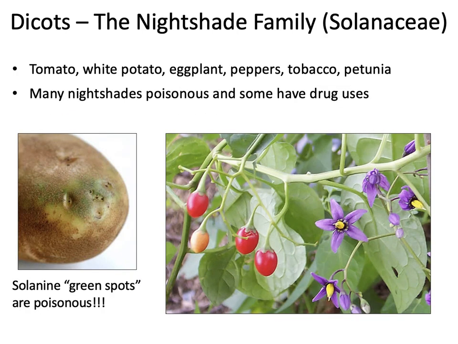There are many important plants that humans use, including tomatoes, white potatoes, eggplants, peppers, tobacco, and petunia, to name a few. Many nightshades are poisonous, and some have drug uses, and that's because of alkaloids that are found in these plants. Now, if you have potatoes at home, you might see that they develop green spots sometimes, and you never want to eat a potato that has a green spot, because the green spot is evidence that solanine has built up in the potato, which is poisonous.